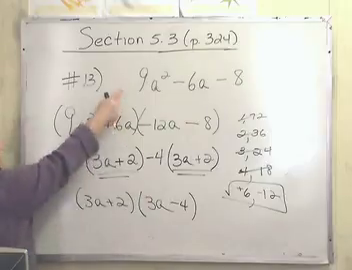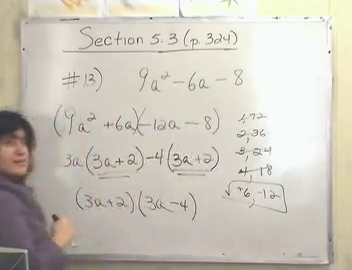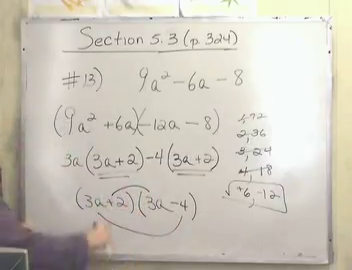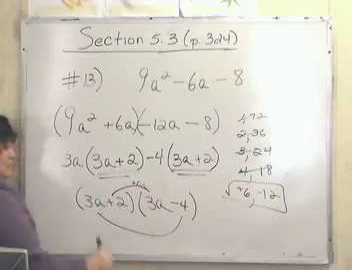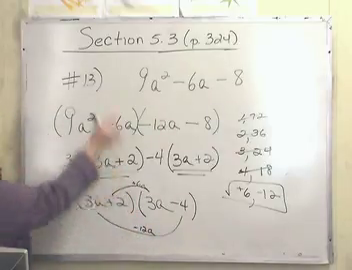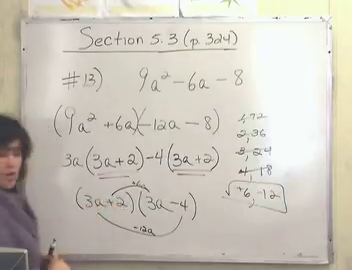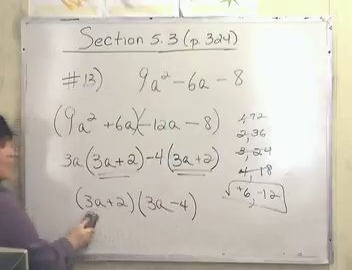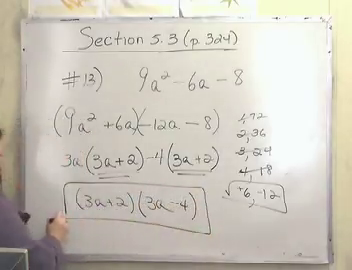3a times 3a is 9a squared. Positive 2 times negative 4 is negative 8. Get your combination. 2 times 3a is 6a. 3a times negative 4 is negative 12a. Negative 12a plus 6a gives you back the negative 6a. So in checking your work, you do get the correct factors of 3a plus 2 times 3a minus 4. That is your final answer.